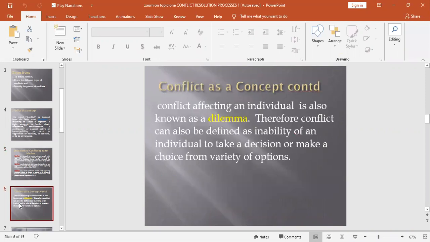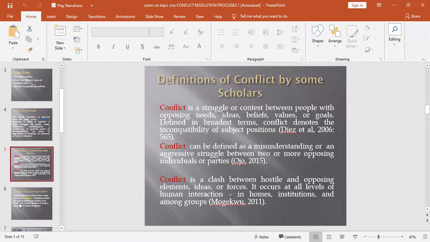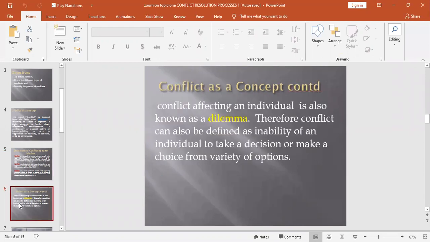What I observed in those definitions is that there is an omission, and all the definitions were focused on the conflict between two or more individuals among groups, but they did not address the conflict that affects an individual. And the conflict that affects an individual is known as a dilemma. That is a conflict in the ability of an individual to take a decision or make a choice from a variety of options.